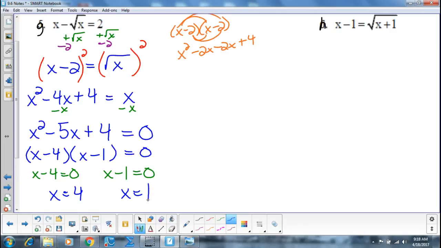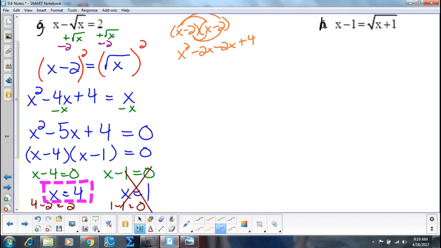Okay, so square root of 4 is 2. 4 minus 2 is 2. Is 2 equal to 2? Yes. Okay, so that one's good. Square root of 1. 1 minus 1 is 0. Is 0 equal to 2? No. So that one is extraneous and goes away. My only answer then is x equals 4.